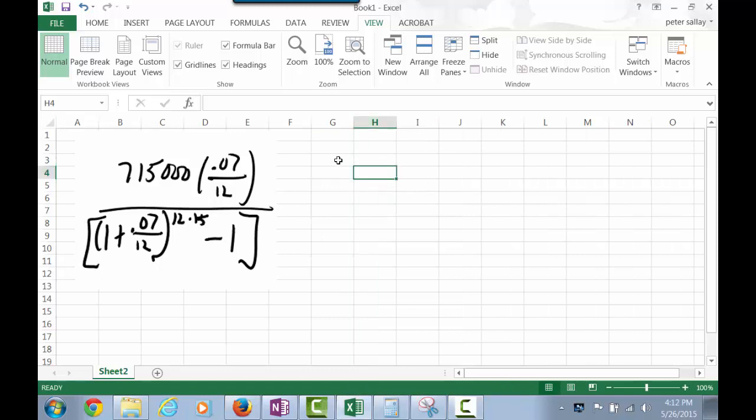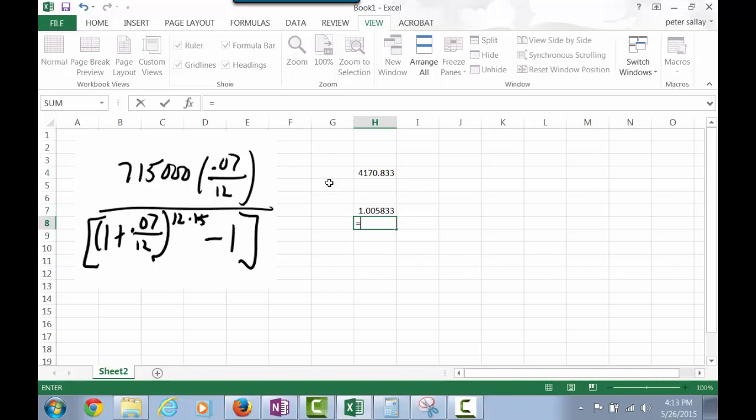Decimal accuracy is a huge deal as far as making sure you get the numbers typed in correctly. So if you hit equals and then 715 times the 0.07 divided by 12, that'll be our numerator. Then we're going to do the denominator in several stages. 1 plus 0.07 divided by 12 gives me that number.